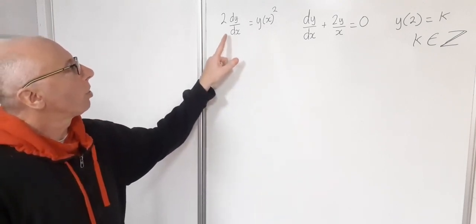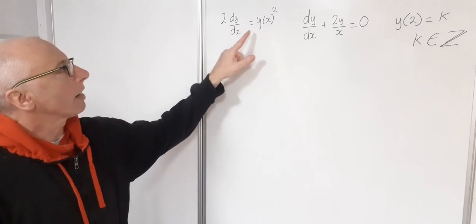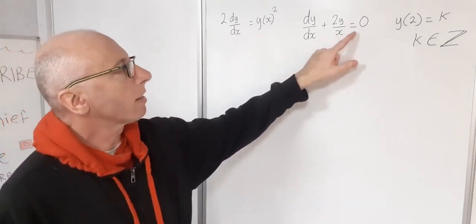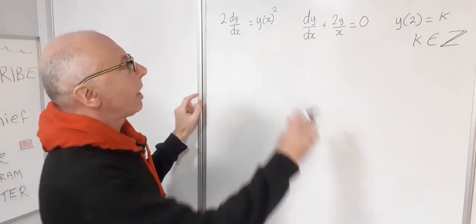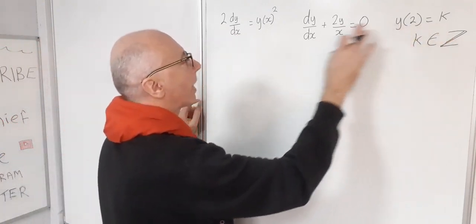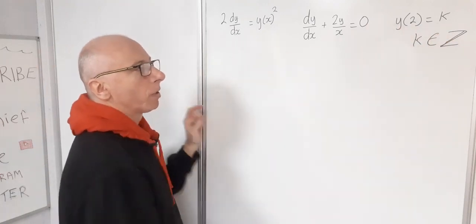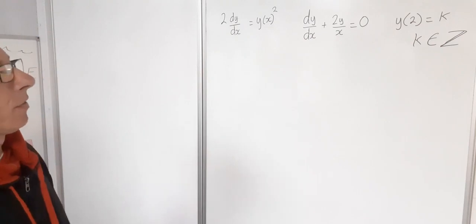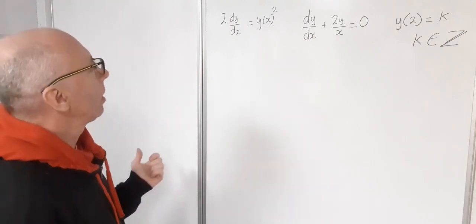So I've got here 2 times dy/dx equals y of x squared, and dy/dx plus 2y over x equals 0. Now I'll set the boundary condition for both as y of 2 equals k. So that's a condition for both of them where k is an integer. Okay, so first of all, let's go in and try and solve these equations.